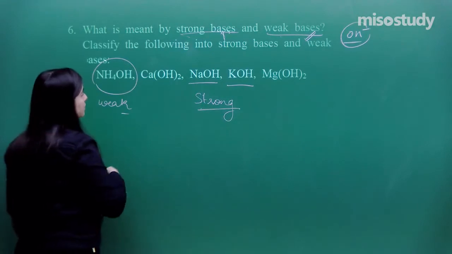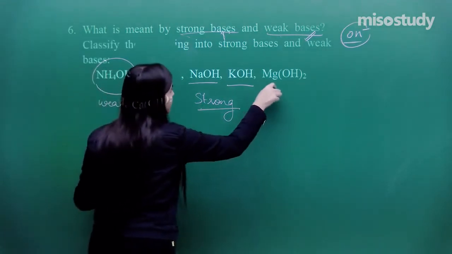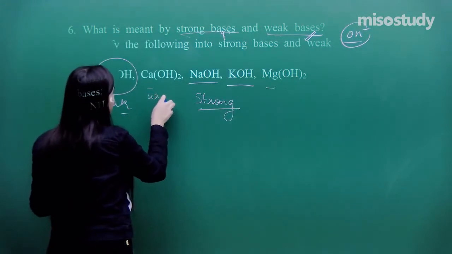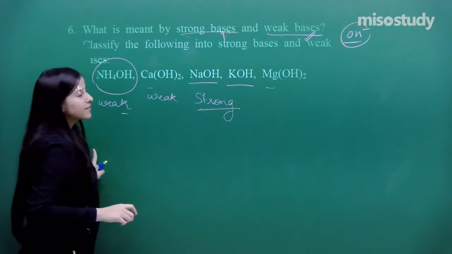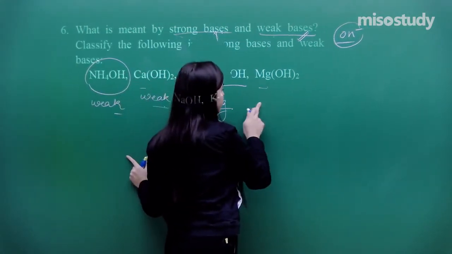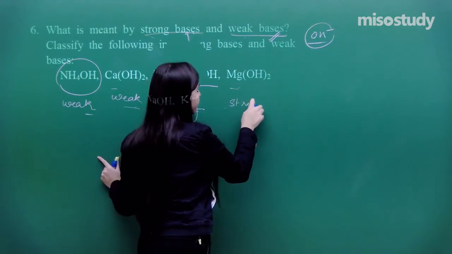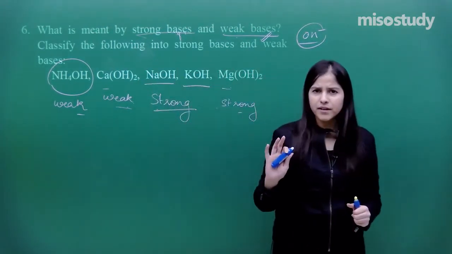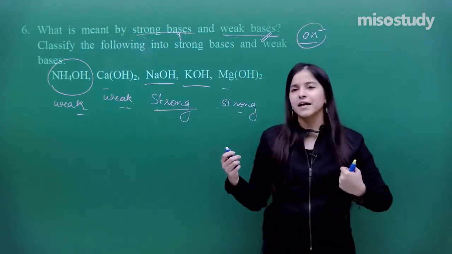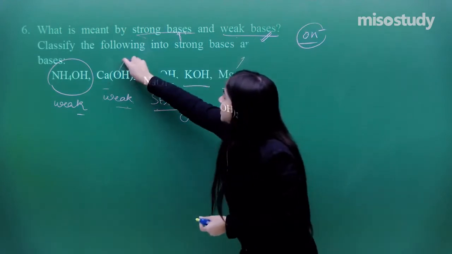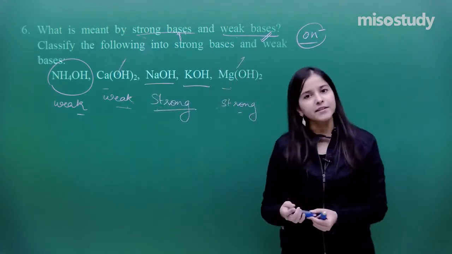Moving on to calcium and magnesium, calcium is kind of a strong base, or it is sometimes included in the category of weak base also, so I am just calling it weak. Magnesium is going to be strong. Slightly they are weak, but we include them in the category of strong or weak as well. So for these two, even if you answer weak, it is also correct.